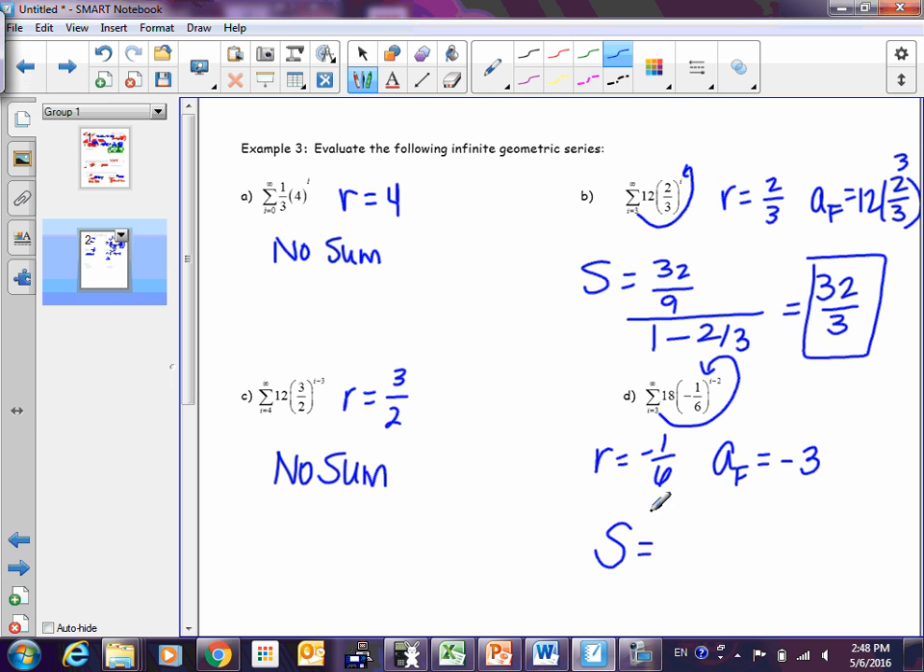So we've confirmed that this is geometric. We've confirmed that the absolute value of r is less than 1. We found the first term. Do you feel comfortable setting up the formula?